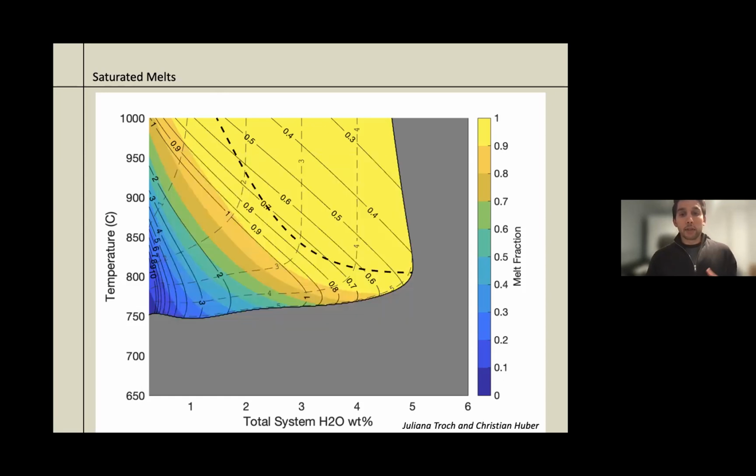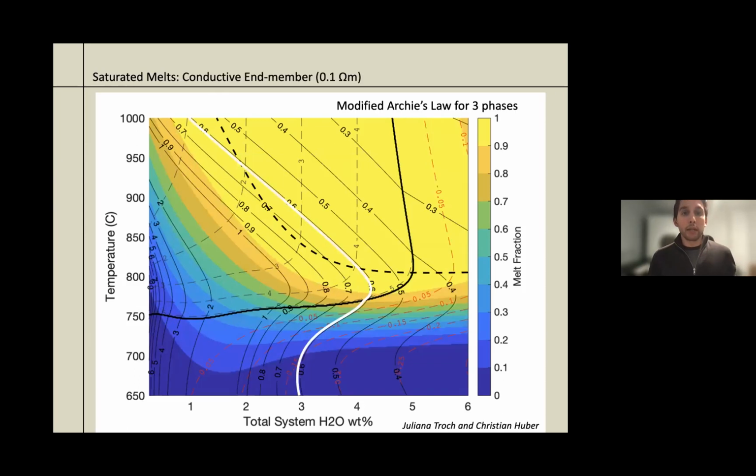But just to throw it out there, I'm going to plot the two end members. The first is a conductive end member where you've got a very conductive brine, basically of 0.1 ohm meters, and you can see how the contours behave in this scenario. If you have a 0.6 ohm meter anomaly and it crosses this boundary between the undersaturated and saturated fluids, then you get this shape. I'm not really going to explore what that means, but I'm just showing that it can be done, and this is using modified Archie's law for three phases.